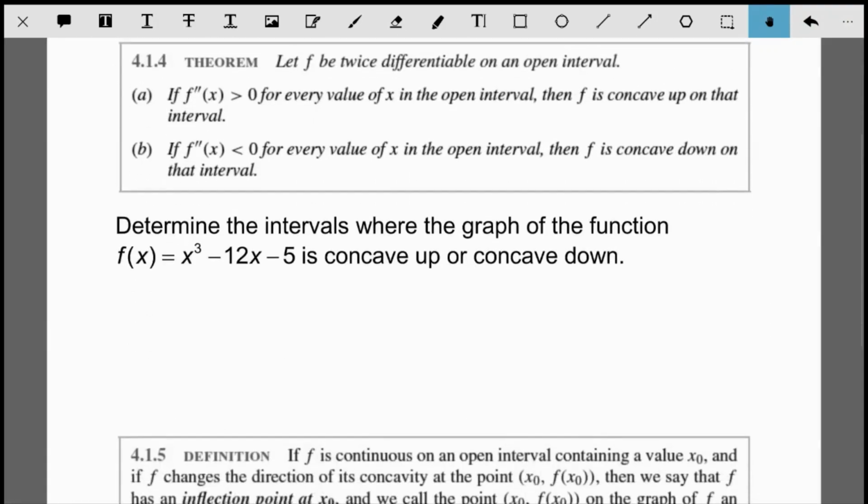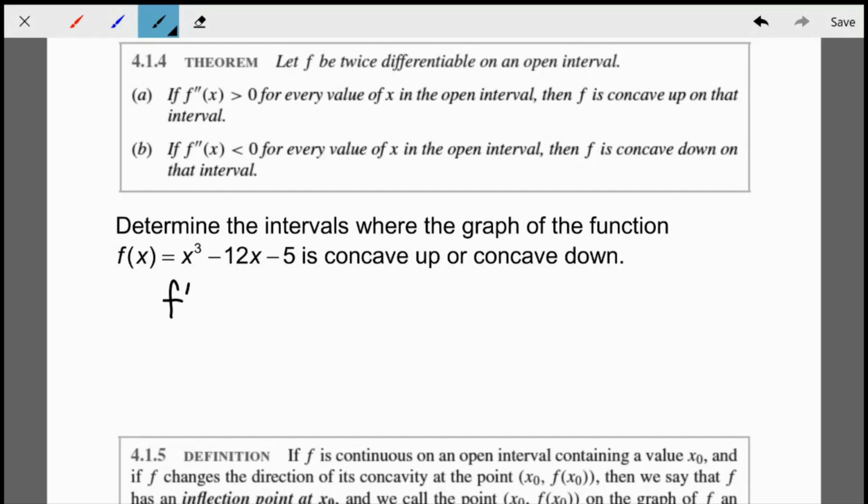So it's pretty easy to analyze again. So here's another function. We've got a cubic function here. And what I'm going to do is take the derivative. We're looking for where this function is concave up or concave down. Okay, so my derivative would be 3x squared minus 12.